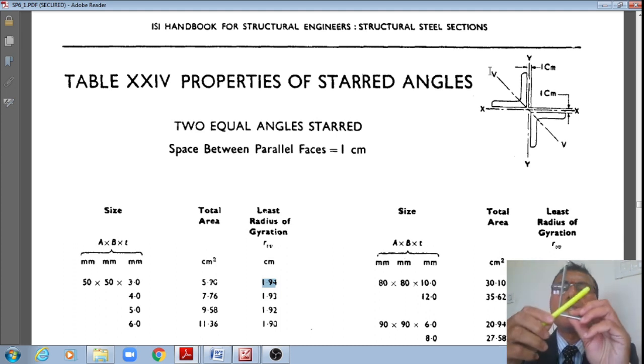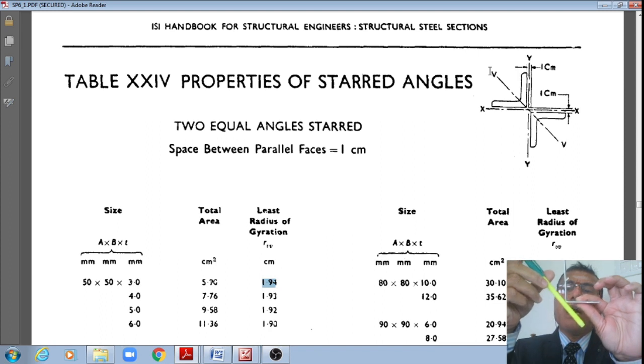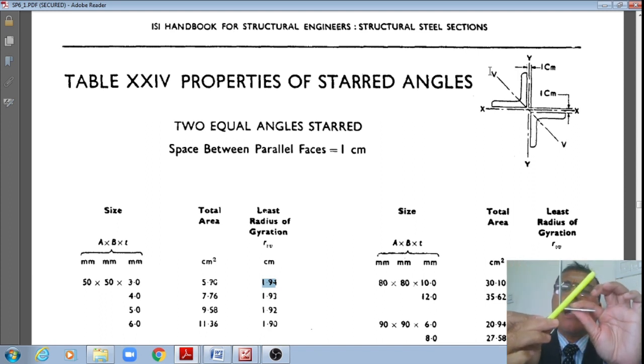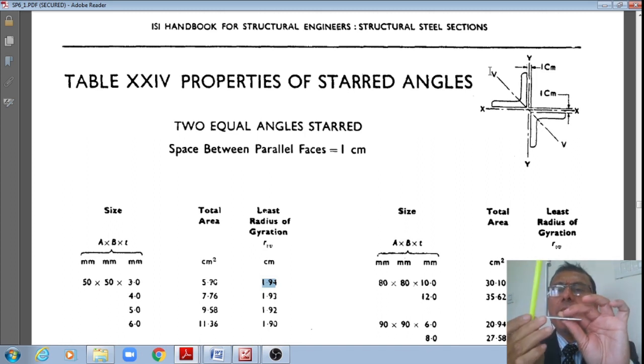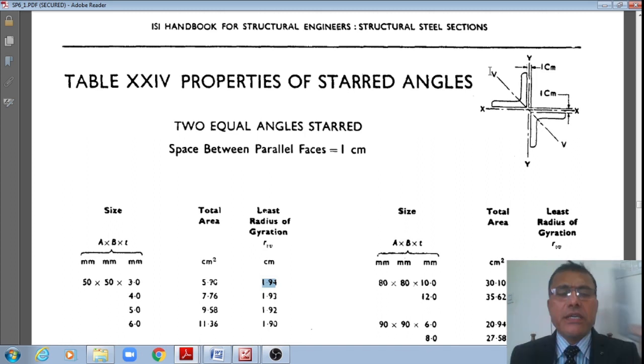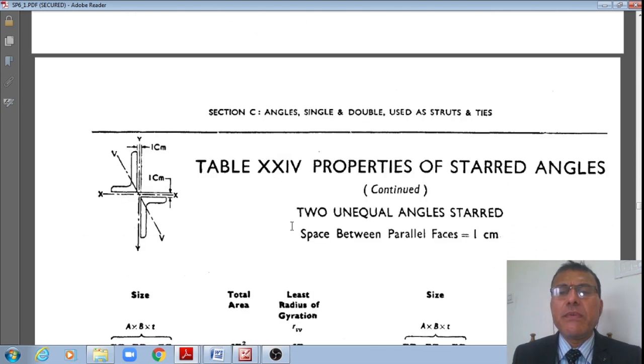About this minor principal axis, the major principal axis is RUU, minor principal axis is RVV, major bending axis is XX, minor bending axis is YY. That is how about the four axes, out of which the least radius of gyration about the minor principal axis, RVV, is 1.94 or 19.4 mm. Please see the other sections, these are available.